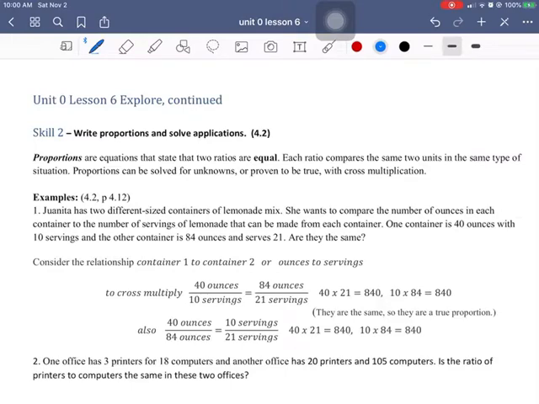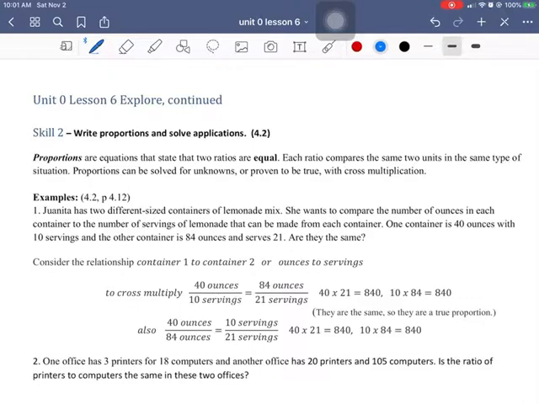To Unit 0, Lesson 6, Skill number 2, Proportions and Solving Applications. We just did ratios and rates. Remember, rates are special types of ratios. Proportions are also types of ratios. In fact, there are two rates stuck side by side.